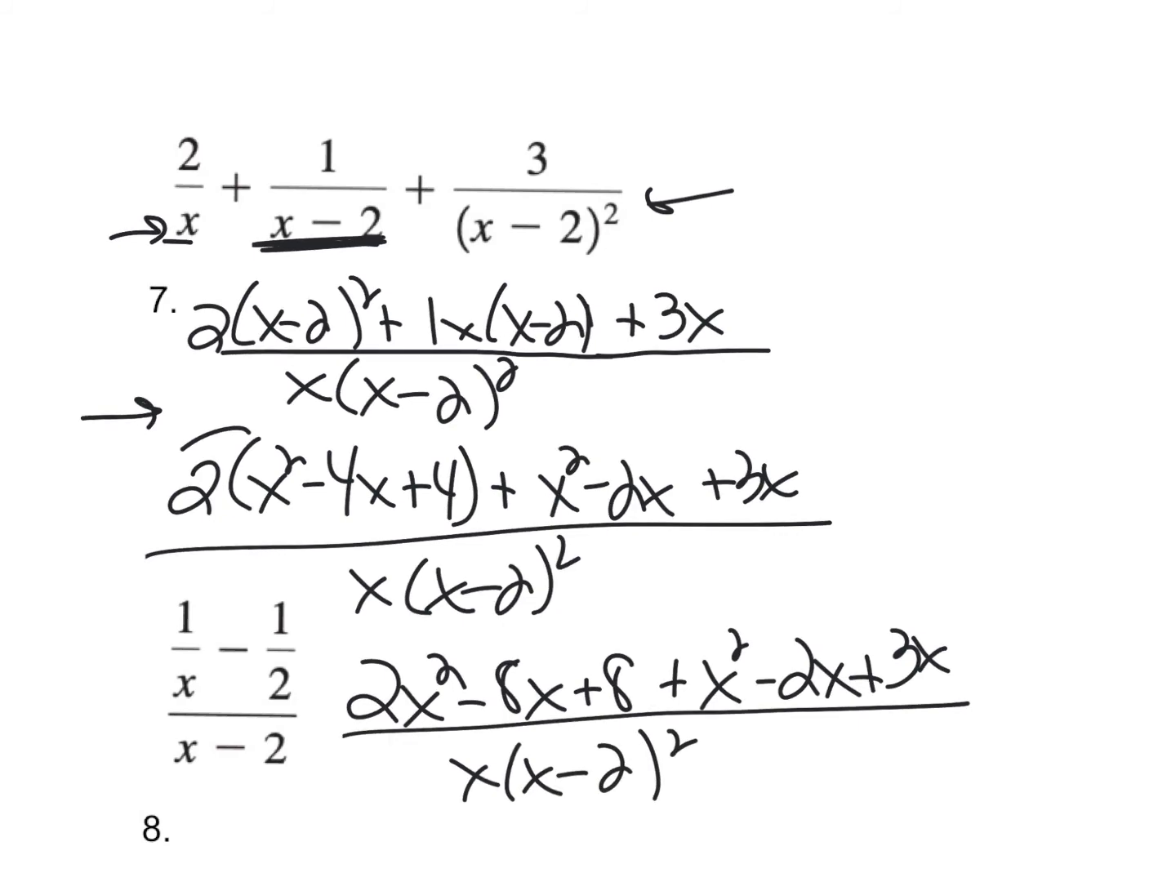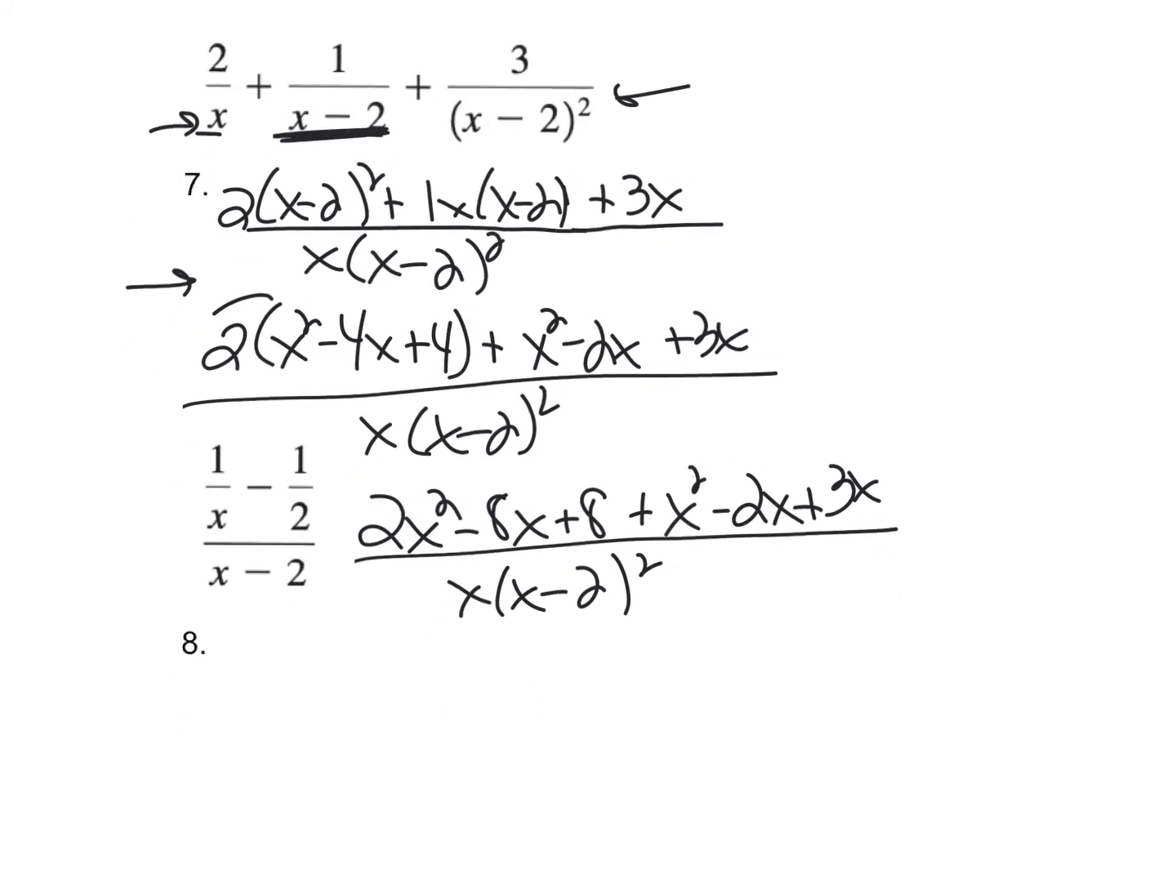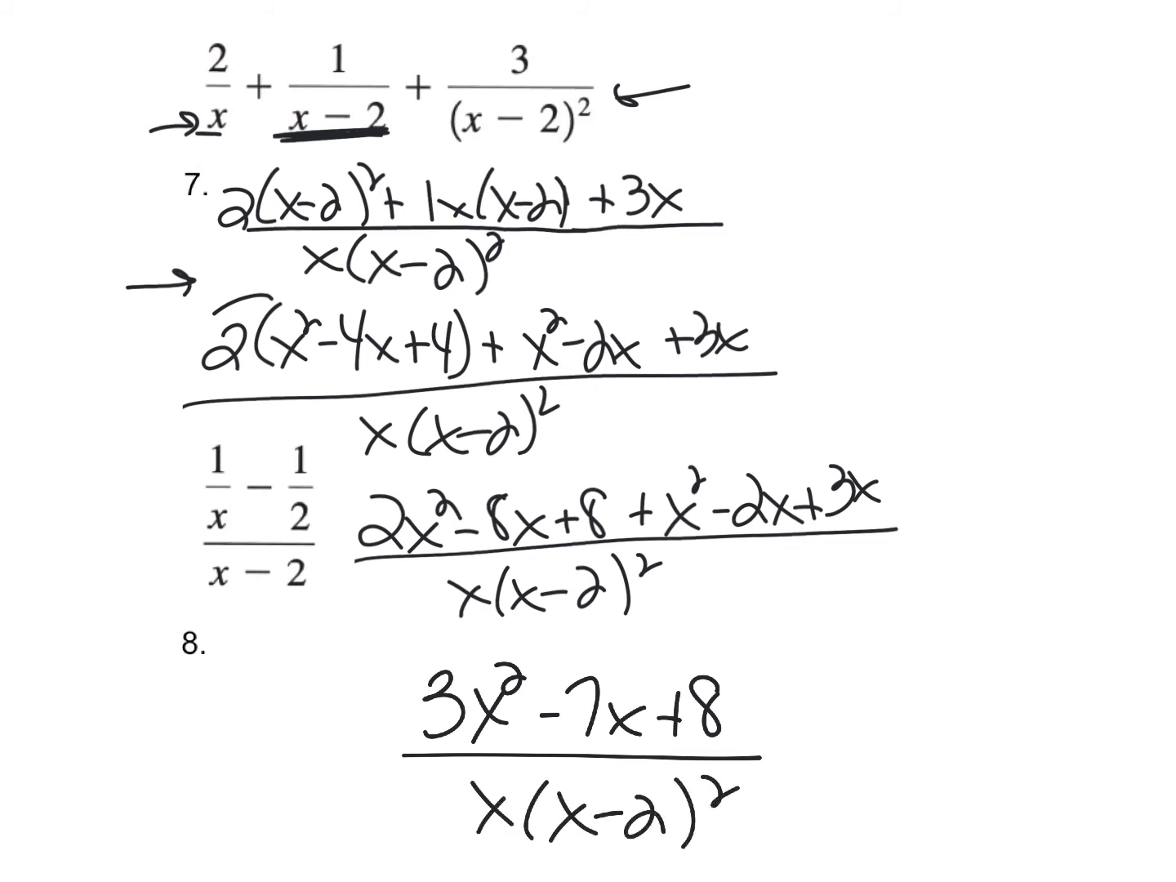Wow. And the last thing, I got to combine like terms in my numerator. So 2x squared and 1x squared is 3x squared. If I add all my x's, I'm getting negative 7x, and I have that plus 8. And my denominator is x and x minus 2 squared. Now, technically, I need to make sure if I factor the numerator that nothing will cancel with the denominator, and it definitely won't. So that's all good. I'm finished. That's a doozy. It's about to go away.